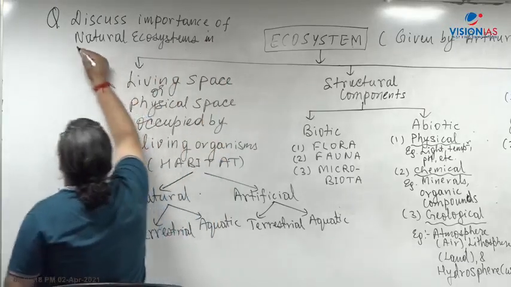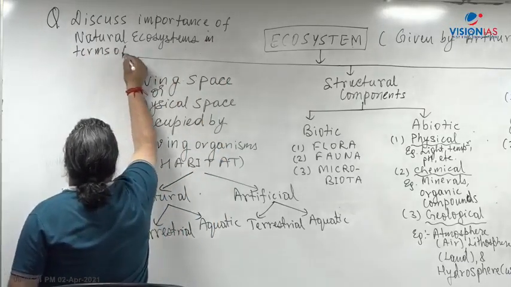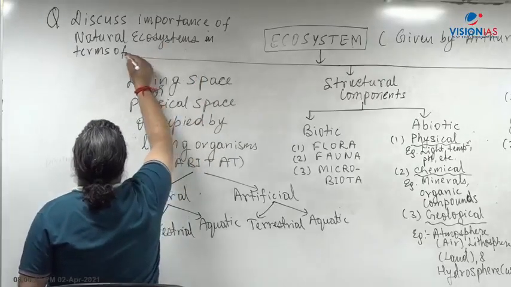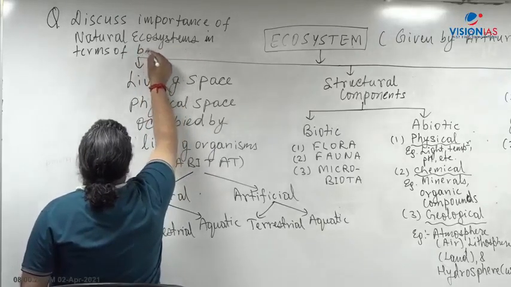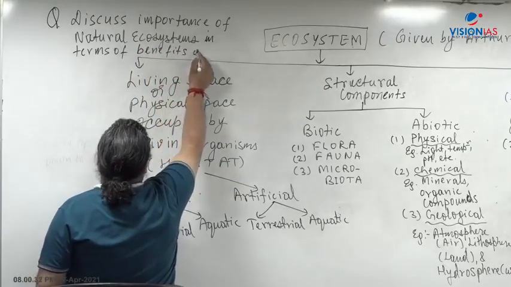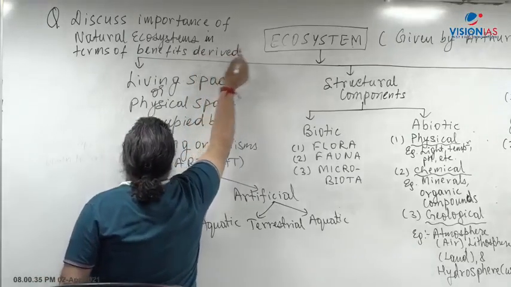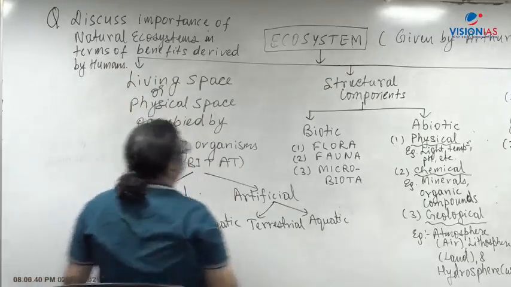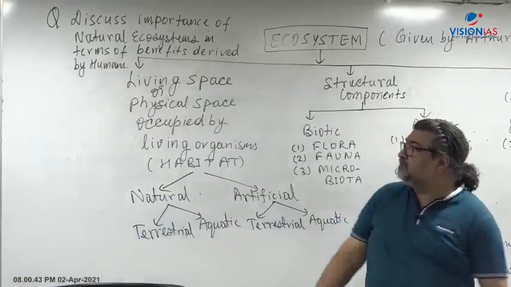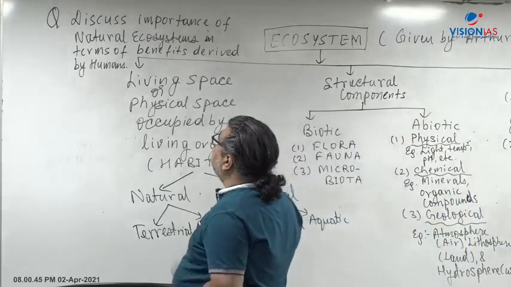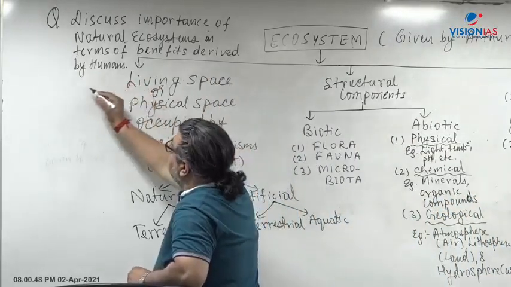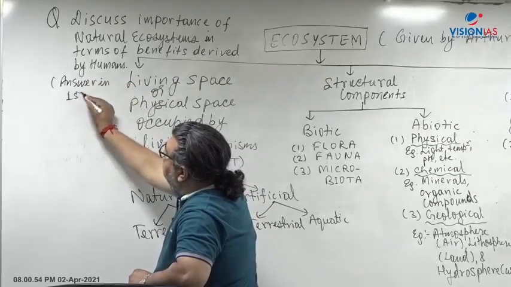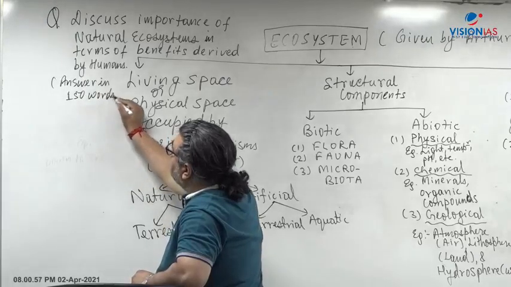in terms of benefits derived by humans. What is the question here? The question is: discuss importance of natural ecosystems in terms of benefits derived by humans. So you have to answer in 150 words. This is a 150 words and 10 marks question.